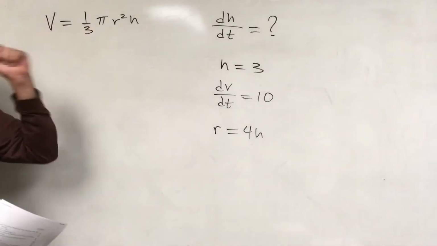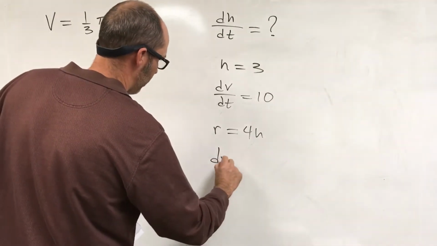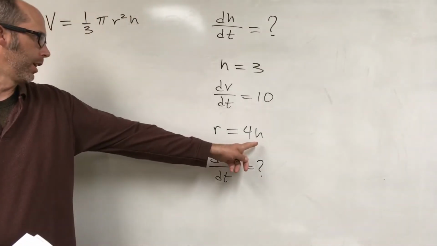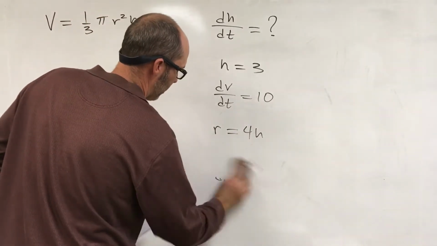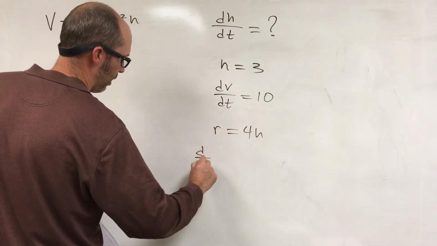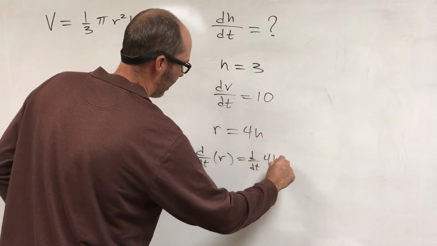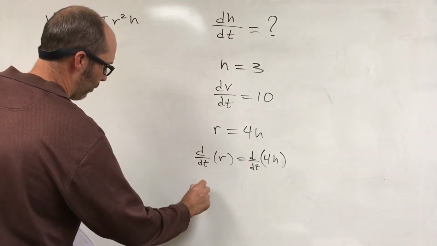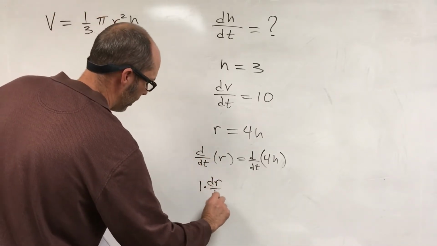Now when we do this problem, a dR/dt is going to pop up somewhere, so we need to know what dR/dt is. But since we have R related to H by R equals 4H, we can find dR/dt. First, take d/dt of this equation. So d/dt of R is d/dt of 4H. The derivative of R with respect to t is 1 times the derivative of R, so we have the dR/dt there.